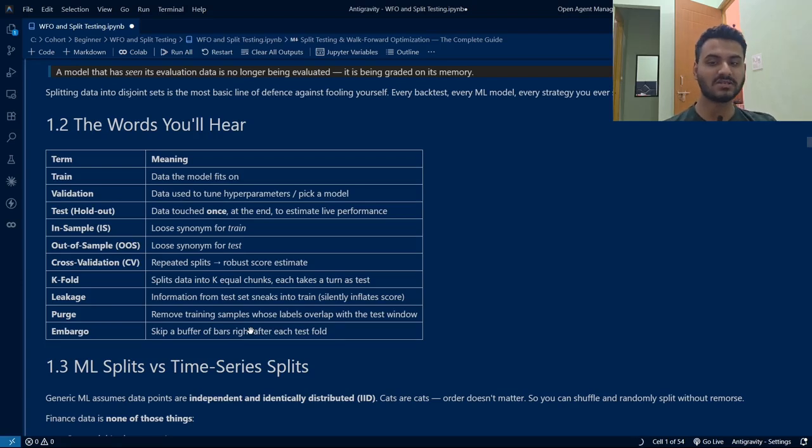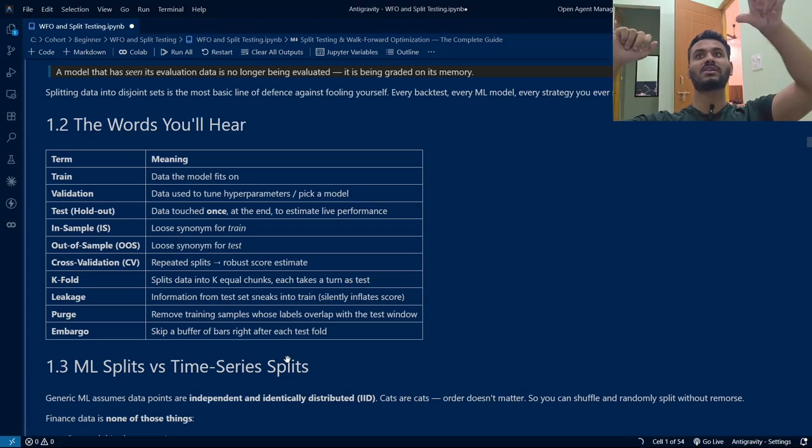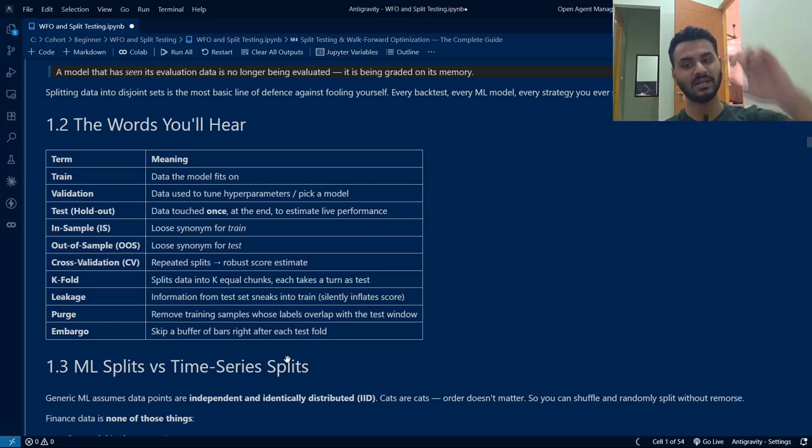Now, purge is removing training samples whose labels overlap with the test window. Embargo: why do we use embargo? It skips a buffer of bars right after each test fold. Basically, 2016 to 17, then we embargo 6 months of data, and then from mid-2017 to 2018 we start the test again, right?